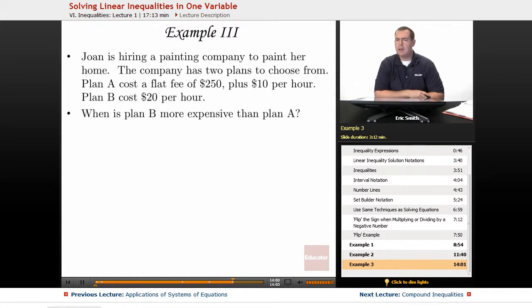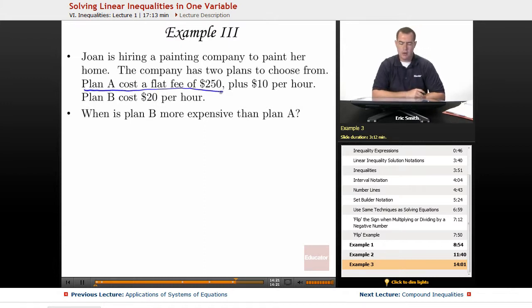In this last one, I picked a little bit more of a word problem, so you can see that inequalities are important even in applications. This one says that Joan is hiring a painting company in order to get her house painted. And the company has two plans to choose from. You can choose Plan A.